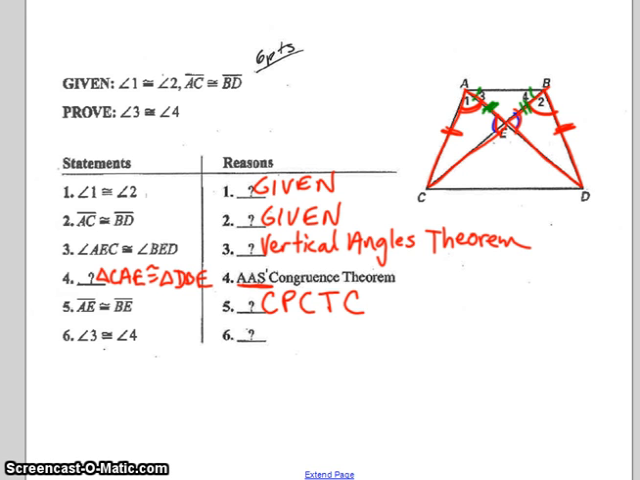All right, and then therefore we could say that angle 3 is congruent to angle 4. All right, because we have this triangle right here. Sorry, not right triangle. Isosceles triangle. We know that the two sides are congruent, therefore these two angles are congruent. That's called the base angles.